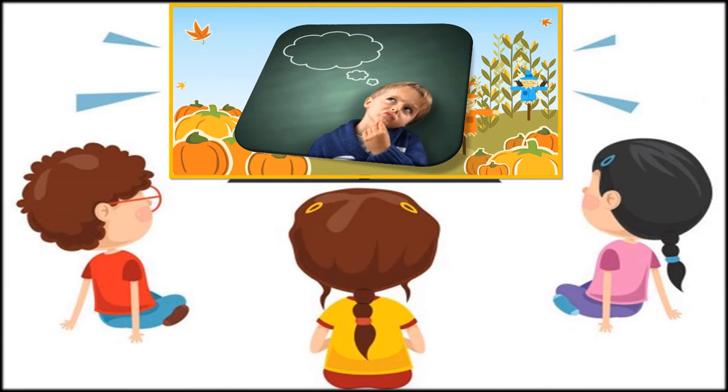Now, let me ask you these questions. Do you have enough food to eat? Do you have a house where you live together with your family? Do you have enough clothes to wear? Who provides you with the food that you eat, the clothes that you wear, and the house that you live in? What should you say or do to your parents for all these things that they provided for you?